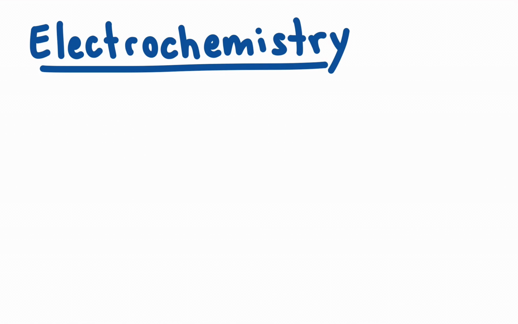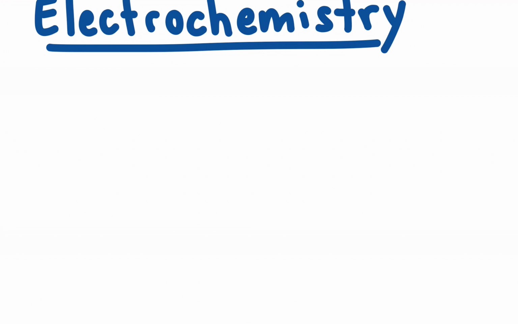Hey there, chemists. In this crash course, we're going to talk about electrochemistry and the things that you might see on the AP exam. Electrochemistry refers to how we use chemical reactions to create electricity and, vice versa, how we use electricity to drive chemical reactions.